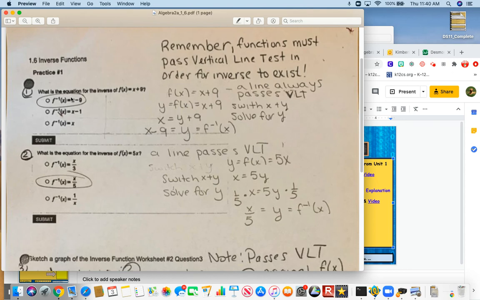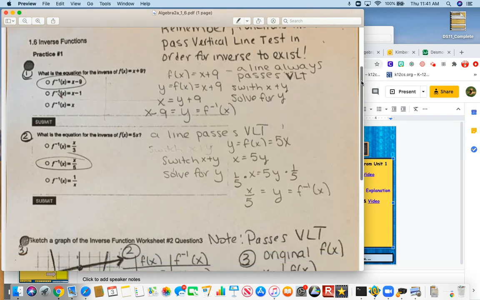Okay, so here's our function, x plus 9. One thing you'll notice about these first two problems, they're both lines, and a line will always pass the vertical line test, so that means you can always find the inverse. So remember, y and f of x can be interchanged, so y equals x plus 9. Switch x and y, solve for y, which would mean subtract 9 from both sides. So that means the inverse is y equals x minus 9.